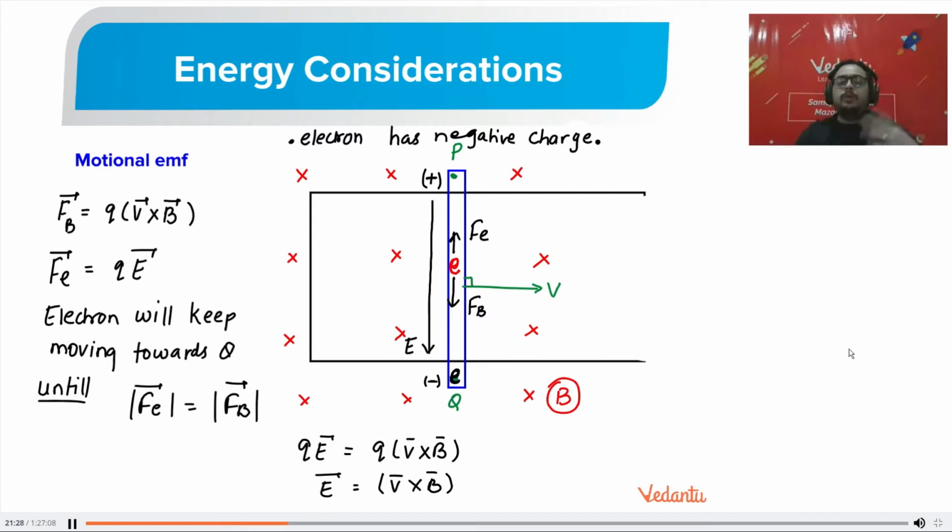So for those who want me to repeat, basically the value of electrostatic force on the electron is simply Q into E. And the value of magnetic force on the electron is Q into V cross B. So when will electrons stop moving? When the net force on the electron becomes zero, electrons will stop flowing in any one direction. So I equate the electrostatic force with the magnetic force, and I get a relation that the value of electric field generated in the rod is equal to V cross B. This is the relation that I got.